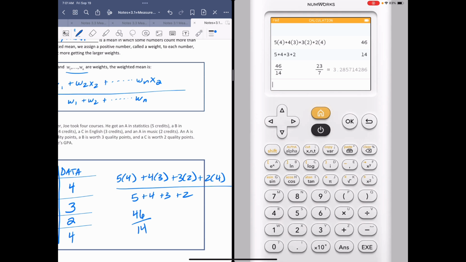And I'm going to do 2 decimal places for GPA. I'm going to say his GPA is 3.29. And like I told you, the weight is how much does that count towards what's going on. The weights are different. The credits are different. Okay, so his A in stats weighs more than his A in music.